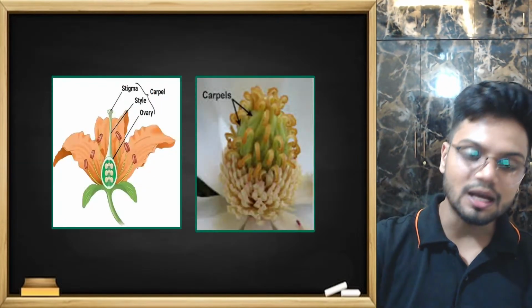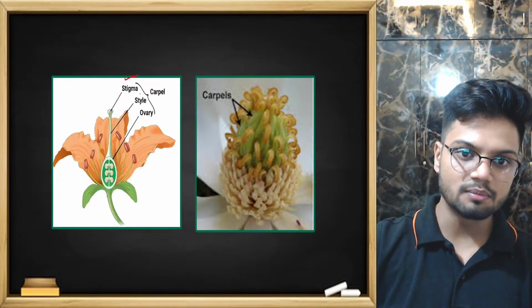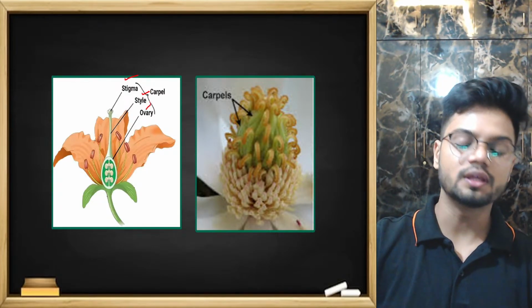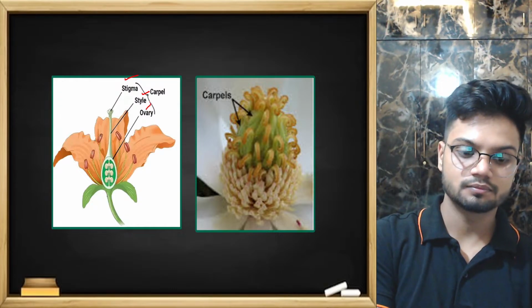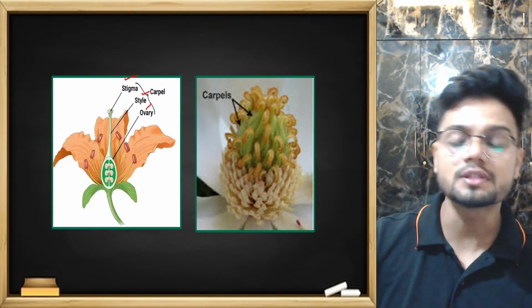Okay, and what does a carpel have? A carpel has stigma, style, and ovary as its parts. Clear, all of you? They are a part of a carpel. I hope you know the difference now.